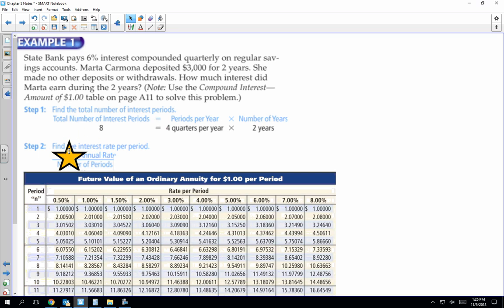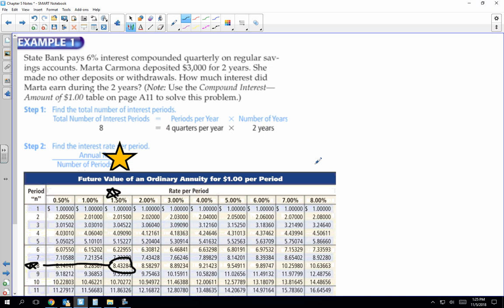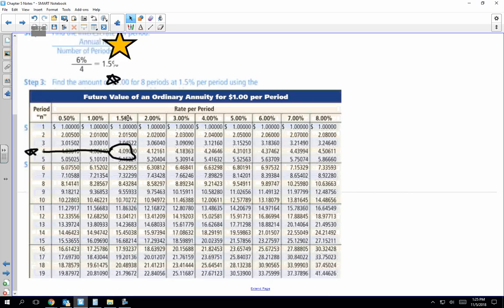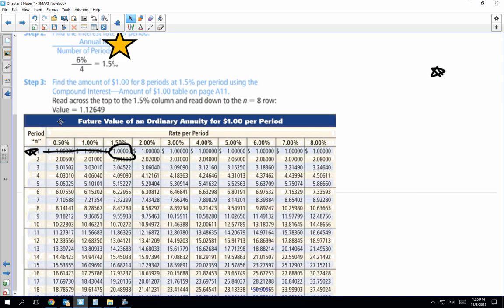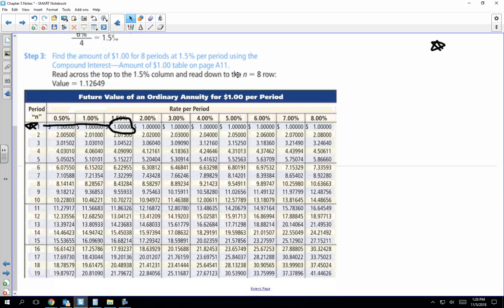So we look. We got 0.5 here, we got 1% here, we got 1.5% right here. So then we got 1.5%, we got 8 periods, we go across, and our amount for $1 is $8.43. Anywho, so we found the amount. 8th row, 1.5%.